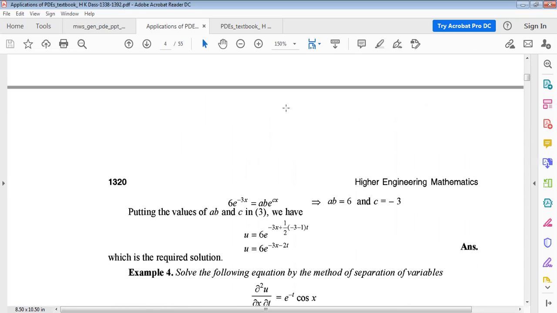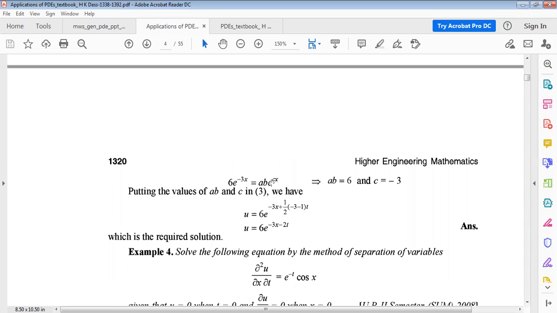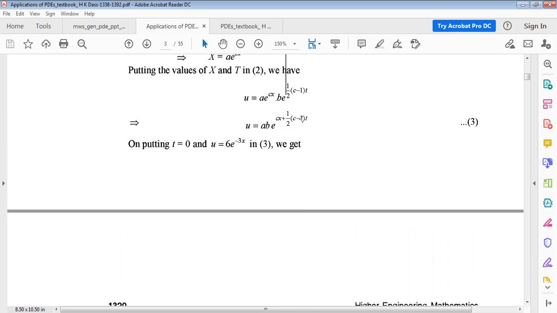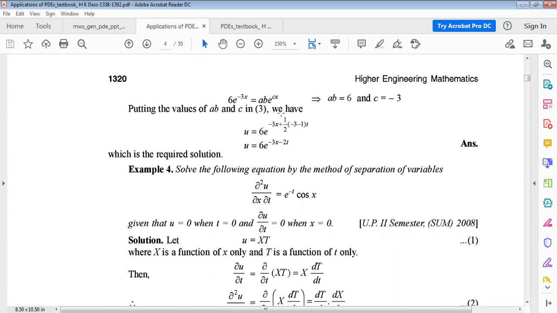This is the solution. So u equals AB e to the power what? t equals 0, so this whole term will be 0, leaving e to the power cx. Here AB equals 6, equating on both sides. AB equals 6, and minus 3x equals cx, so c equals minus 3. Now putting the values of AB and c in equation 3, we get this. This is the required solution. Very important for you.